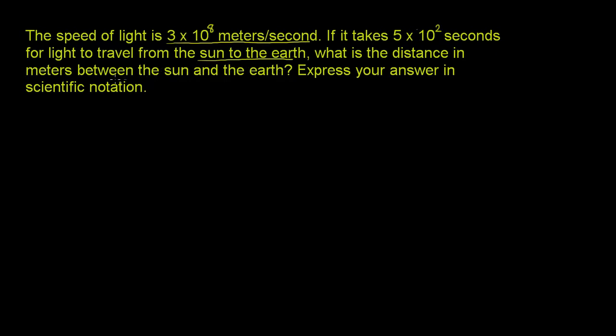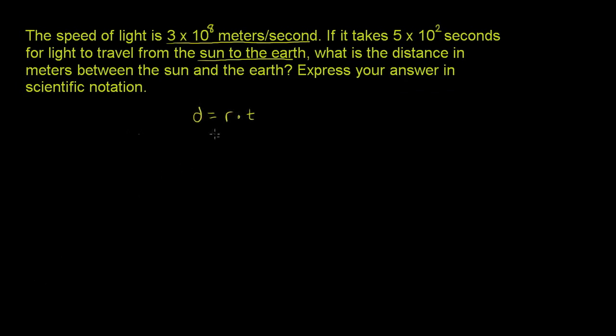What is the distance in meters between the sun and the earth? So they're giving us a rate, a speed, and a time, and they want us to find a distance. So this goes straight back to the standard: distance is equal to rate times time.